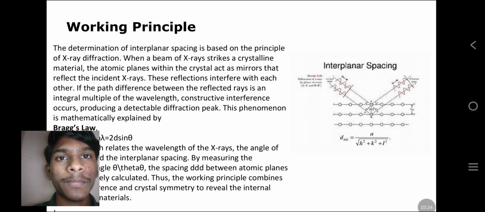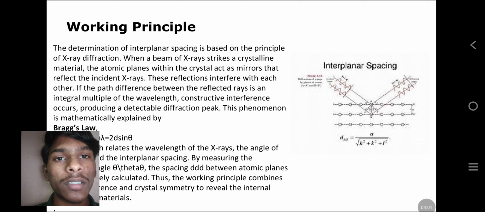Working principle. The determination of interplanar spacing is based on the principle of X-ray diffraction. When a beam of X-rays strikes a crystalline material, the atomic planes within the crystal act as mirrors that reflect the incident X-rays. These reflections interfere with each other if the path difference between the reflected rays is an integral multiple of the wavelength. Constructive interference occurs, producing a detectable diffraction peak.